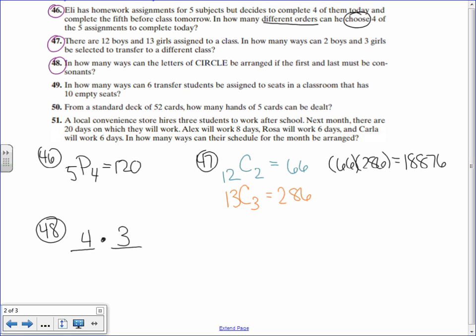for that consonant. And then how many letters am I going to have left? Well, that's going to be 1, 2, 3, 4 letters left. So next I'm going to do 4P4. So that's going to be 4 times 3 times 4P4. Oops. Which is going to give us 288.